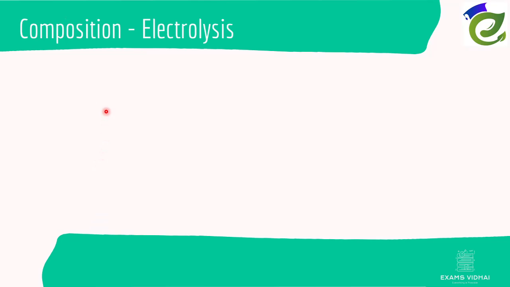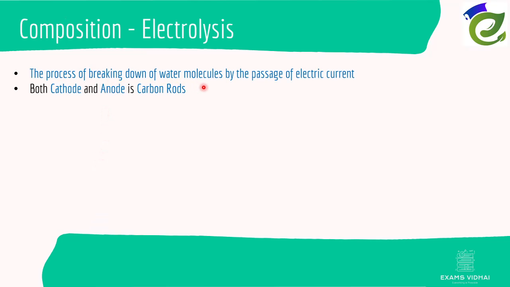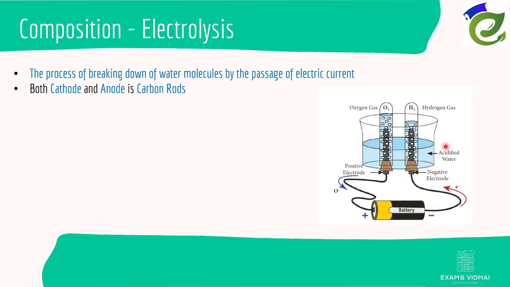Composition of water by electrolysis. The process of breaking down water molecules by passing an electric current is known as electrolysis. Remember, I told you that passing an electric current will break down water into hydrogen and oxygen. Here that process is specifically called electrolysis. Both cathode and anode are carbon rods. By that I mean the gray rods that you see dipped in water are the carbon rods, and one of these rods is called the cathode and the other is called the anode. Which rods, you may ask? I'll show you now. So these are the carbon rods that we have discussed.